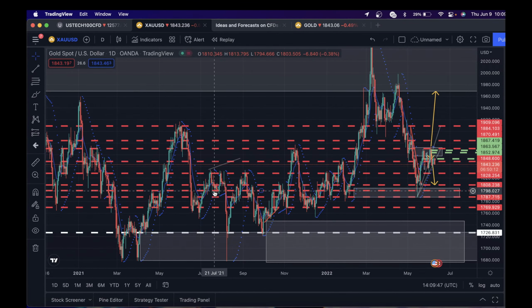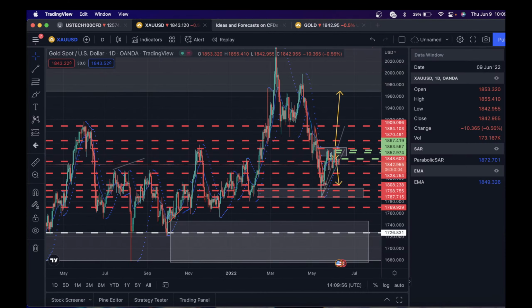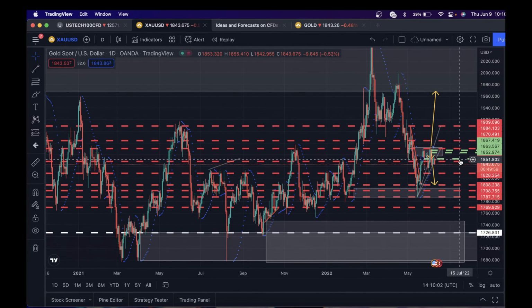If you look at this area in this chart, see, it has tested, and it is forming the same shape. So we can see a possible downward movement to 1800 also tomorrow.